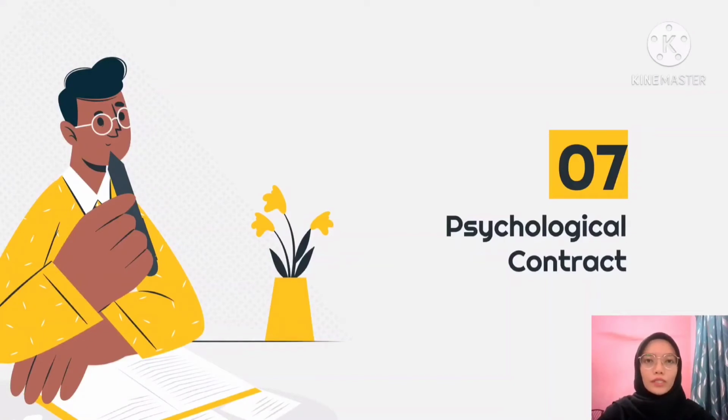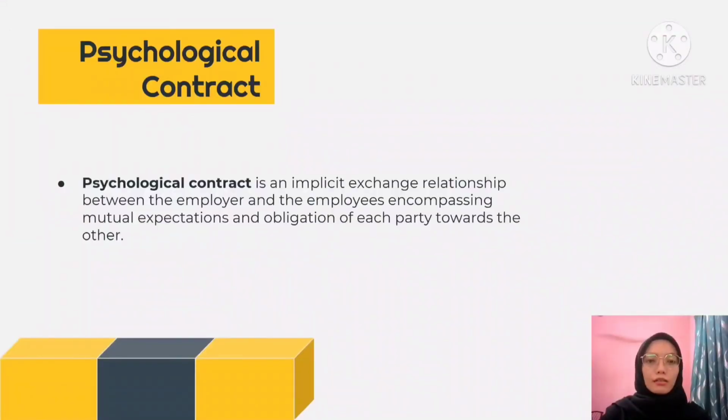Today I'm going to present subtopic 7, which is about the psychological contract. Psychological contract is an implicit exchange relationship between the employer and the employees, encompassing mutual expectations and obligations of each party towards the other. Psychological contracts are also known as unwritten understandings about mutual needs, goals, expectations, and procedures.